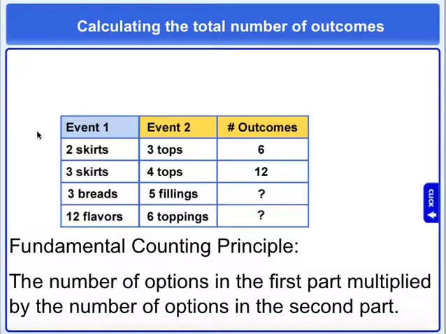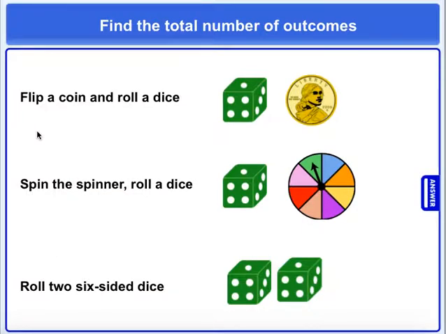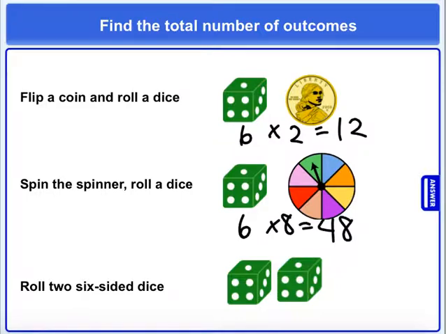The number of options in the first part multiplied by the number of options in the second part will tell me the total number of outcomes. We can do this with more than just 2 things. If we flip the coin and roll, well, we have 6 possibilities and 2, so we have 12 total. A spinner and a dice, we have 6, and it looks like 8, so we have 48 possibilities. And 2 dice, we have 6 and 6, so we have 36 possibilities. 36 different outcomes when we do each of these.